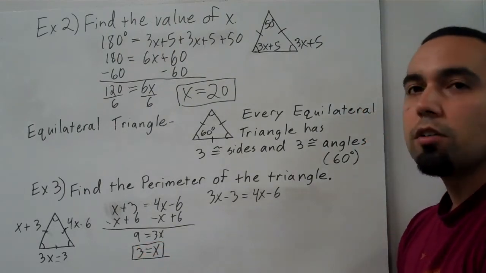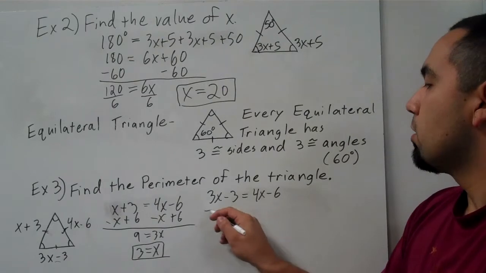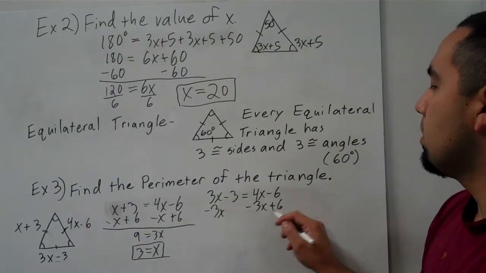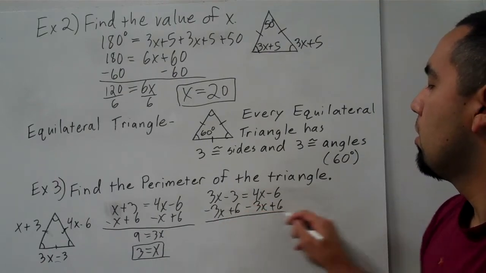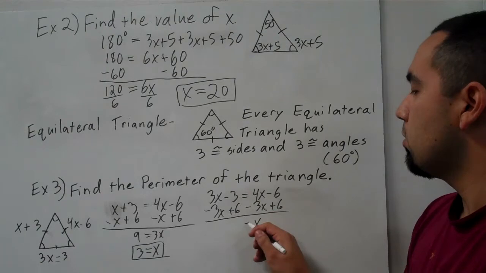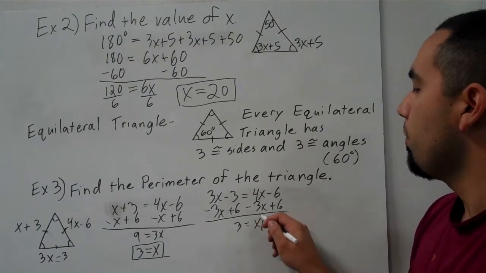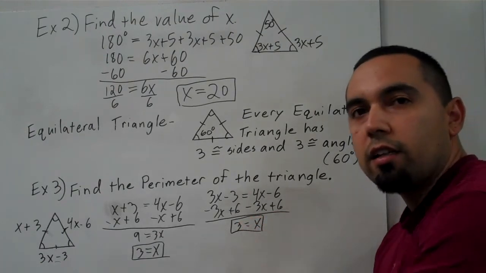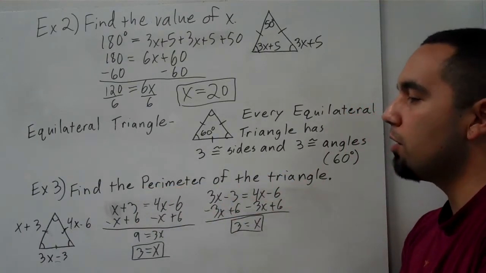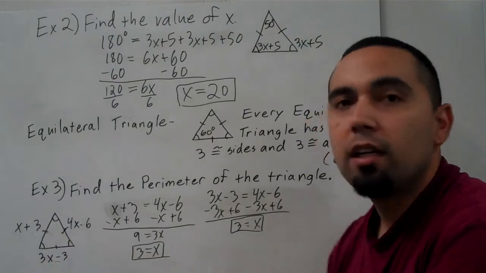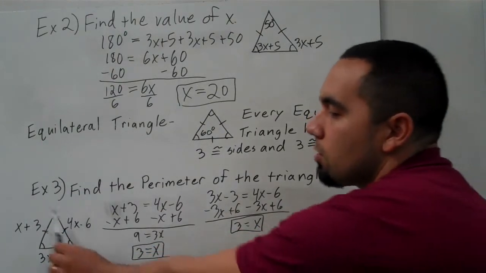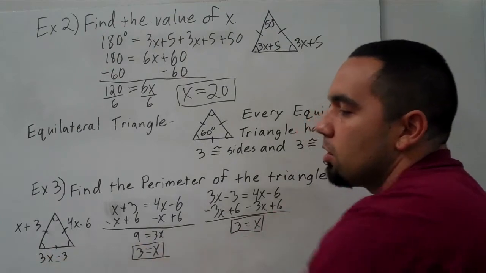Let's double check it over here just to make sure. I'm going to subtract 3x, and I'm going to add 6. This equals x, and negative 3 plus 6, well, that's equal to 3 as well. So you can see that I get x equals 3, but I'm not done because it says find the perimeter of the triangle. So now I have to plug that x value back into one of these equations, or one of these values, these expressions.